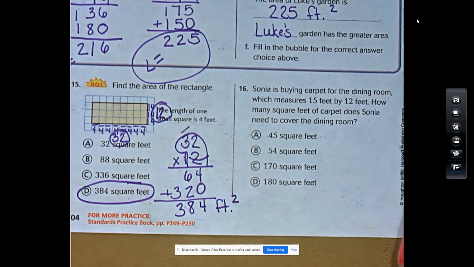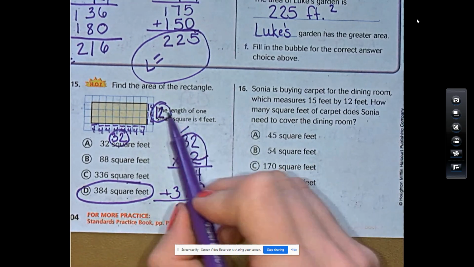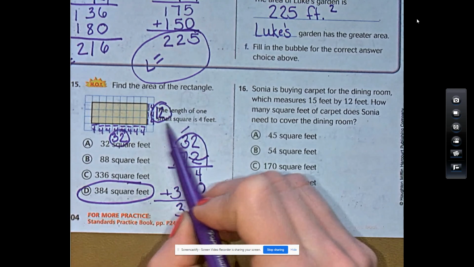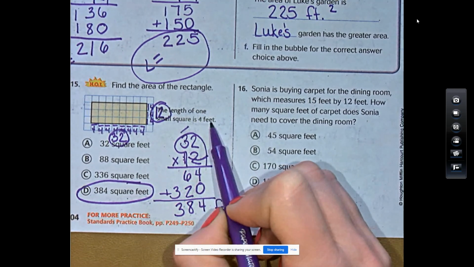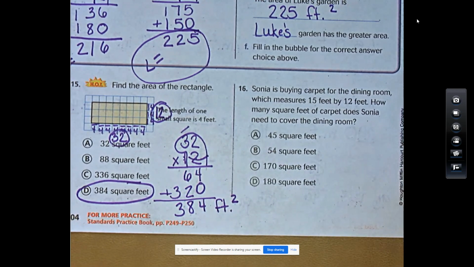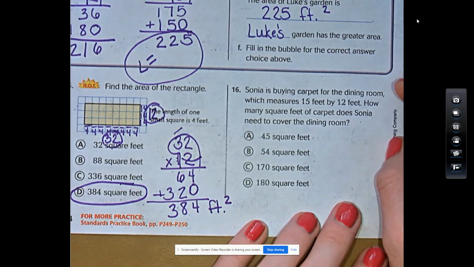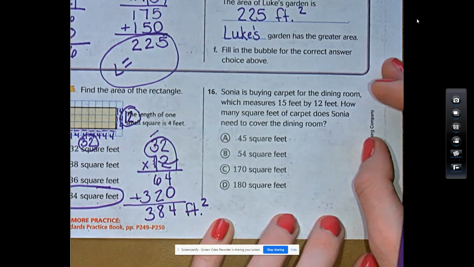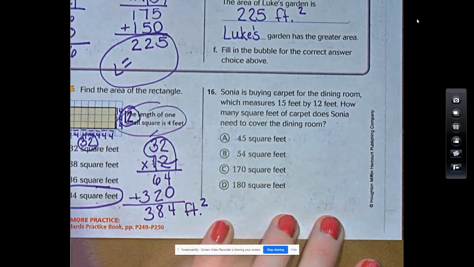Okay. It only is because this little thing is out to the side of here. The length of one small square is 4 feet. Okay, it made each square worth 4. Oh, excuse me, they don't do that very often. They were just throwing you one just to make sure you read everything that's in the problem, right?